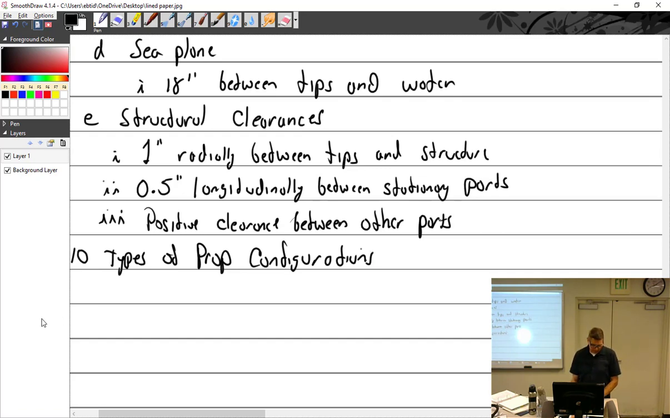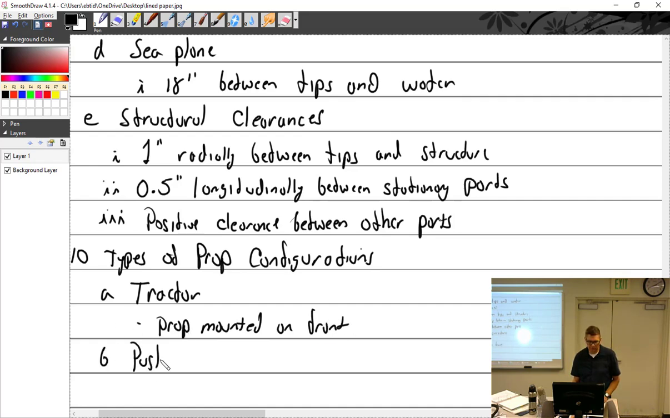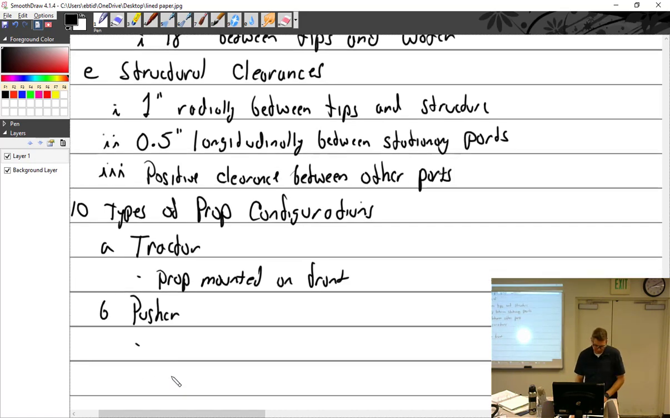So basically we've got, I don't know, two or three. We have the tractor propeller, tractor style, where that is the prop mounted on front. Got the pusher, prop mounted in the rear.